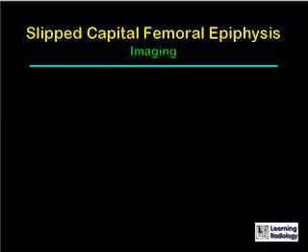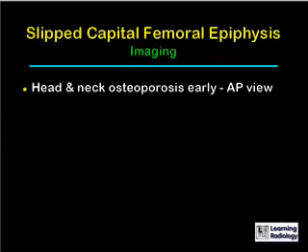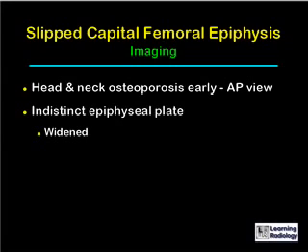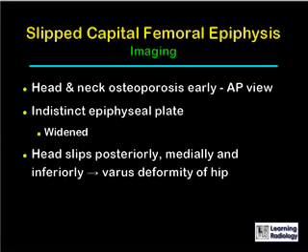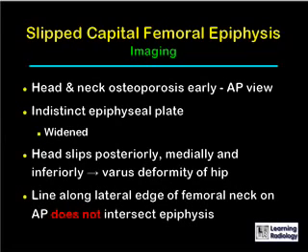The head and neck may be osteoporotic early in the disease, and then the epiphyseal plate itself may become widened and indistinct. The head will slip posteriorly, medially, and inferiorly with reference to the metaphysis and produce a varus deformity of the hip. If we draw a line along the lateral edge of the femoral neck on an AP view of the pelvis, that line will not intersect the epiphysis in a kitty with slipped capital femoral epiphysis.